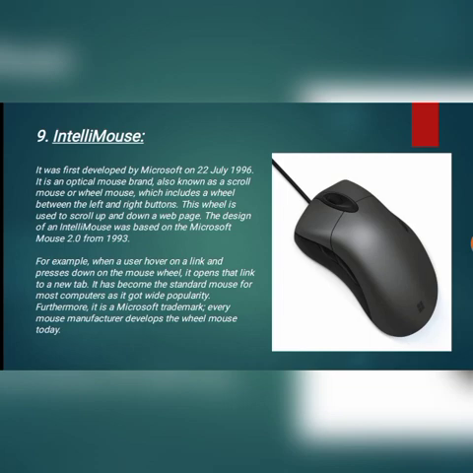IntelliMouse. It was first developed by Microsoft on 22 July 1996. It is an optical mouse brand also known as a scroll mouse or wheel mouse, which includes a wheel between the left and right buttons. Beside is the picture of an IntelliMouse.